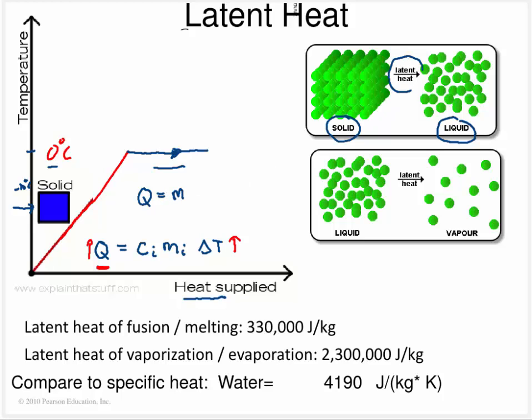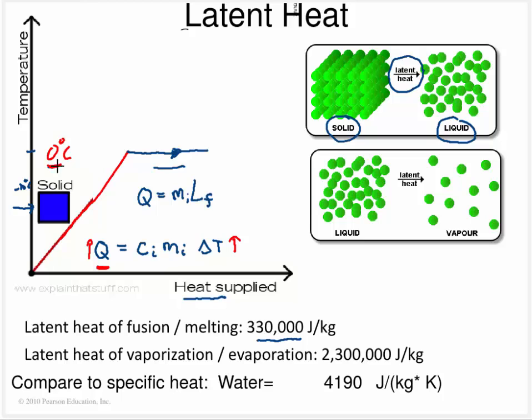Now, how much heat we have to add is going to depend on how massive the ice is, as well as this thing called latent heat, which is kind of how hard it is to break down those chemical bonds. So the heat energy is going to be equal to the mass, in this case, of the ice, times the latent heat of fusion. And for ice, that's going to be about 330,000 joules per kilogram.